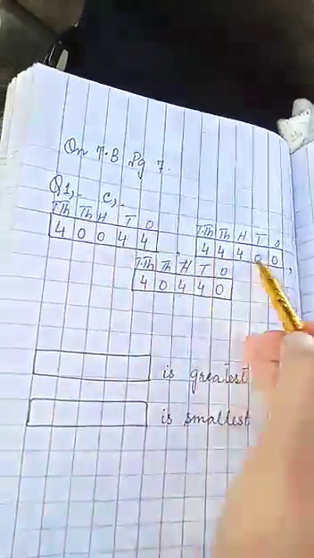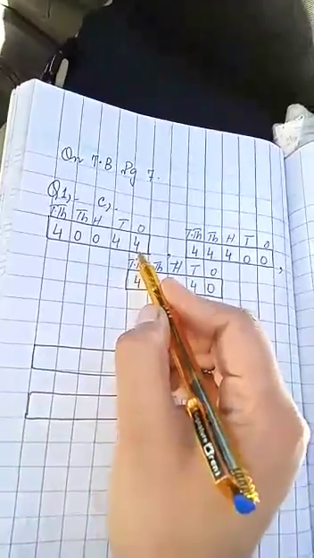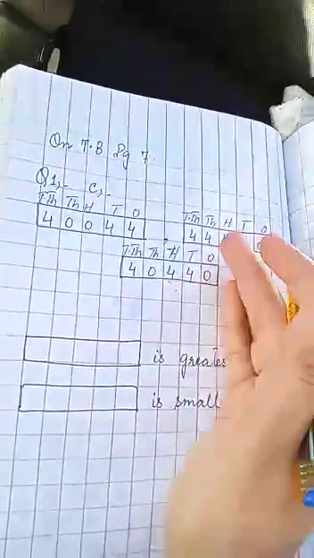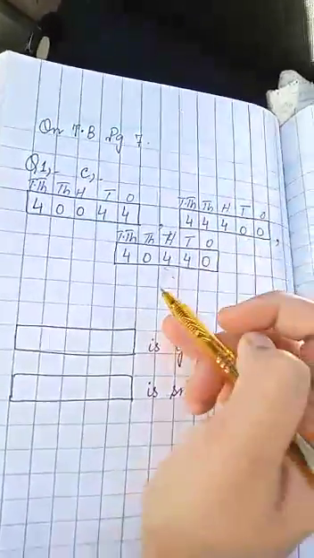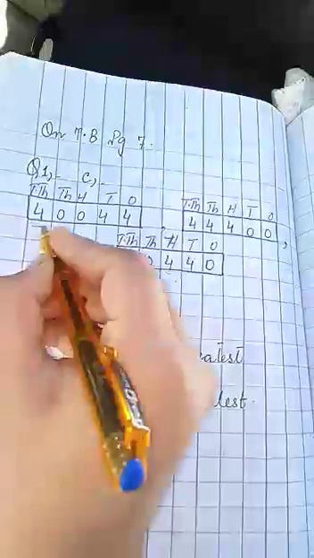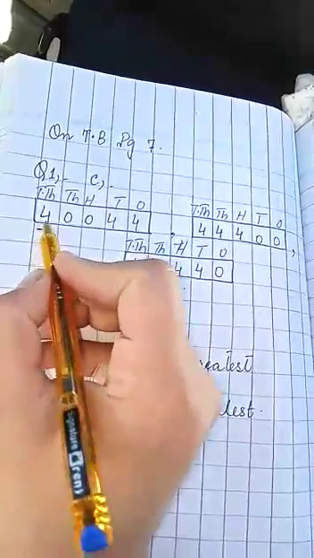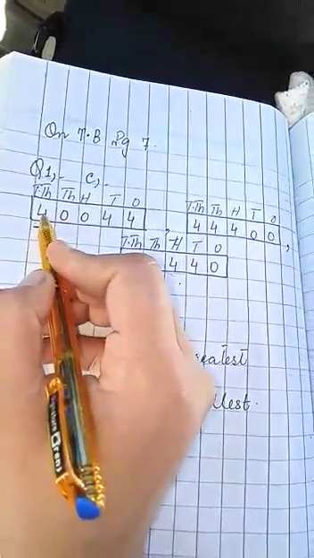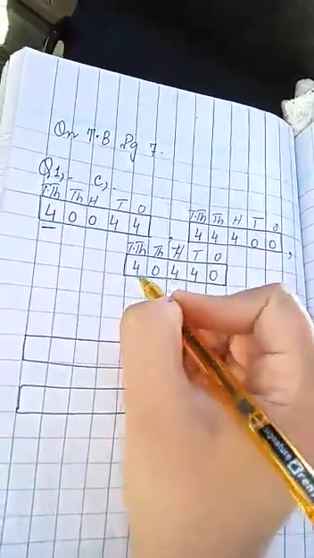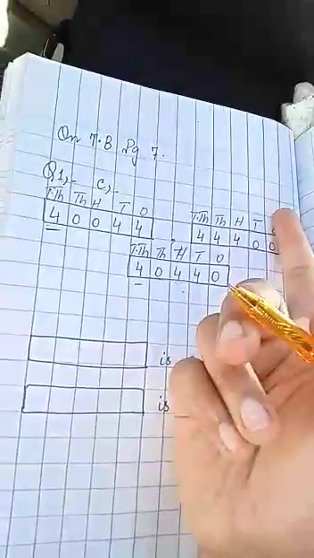First of all we have to count the digits of all the numbers. Here the number of digits is 5, here also 5, and here also 5. The next step of the comparison is that we start comparison from the first place value, not a decimal place. On the 10,000 place the digit is 4 in each number. So we move to the next place value.